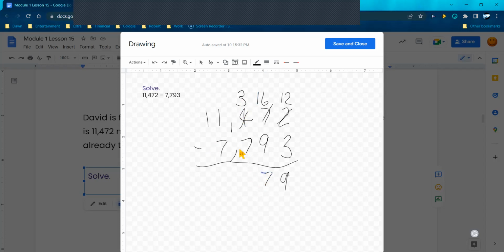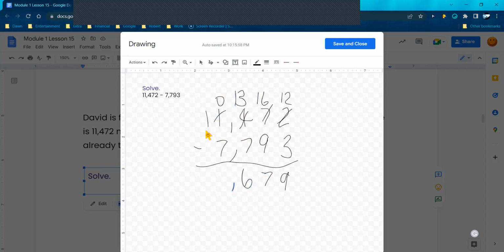Okay, we have 3 take away 7. I know I can't do that because 3 is smaller than 7. So we need to regroup. I'm going to take 1 from the thousands. We only have 1, so that becomes 0. And now I'm going to have 10 hundreds that I'm going to put right here with my 3. Because 10 plus 3 is 13. Now I do 13 minus 7, which gives me 6.